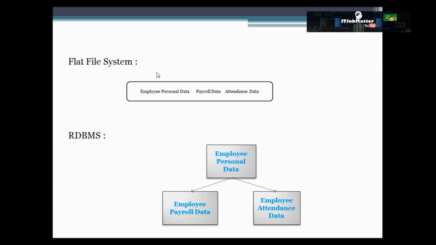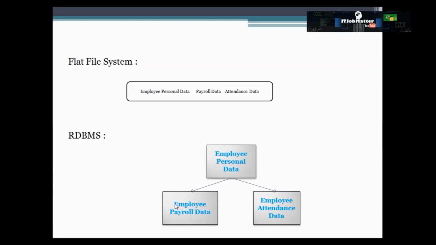So if you see here, the employee data is present in a single flat file, and suppose a person is coming to see only employee personal data, he will have access to see the payroll data as well and attendance data as well. So it's clearly a security issue, a data privacy issue, right? Whereas in RDBMS all this information is stored in separate tables. So if someone comes to see employee data, he will be able to see the employee data only. If someone comes to see the payroll data, he will be able to see the payroll data only.